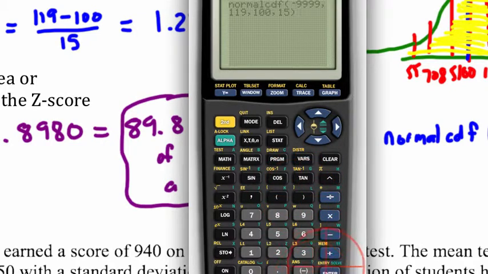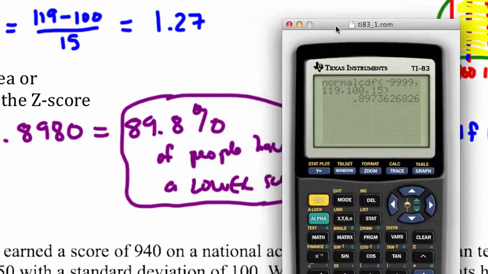And if I hit enter, I get 0.897362. You can see our answer was 0.8980. Now we have 0.8973. It's even more accurate. So that's the other way you could do this, is to use your TI-83.